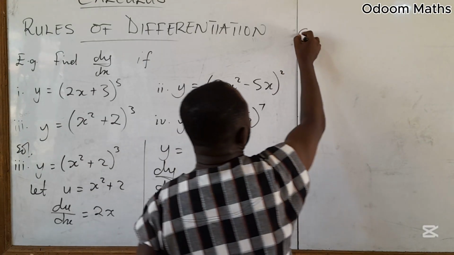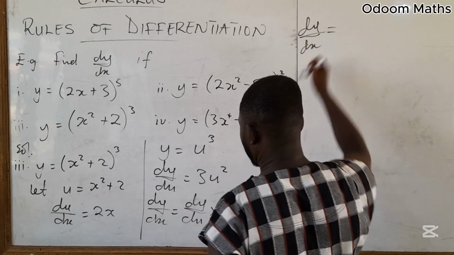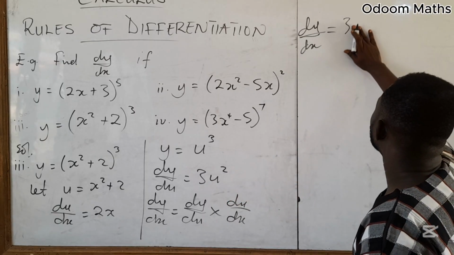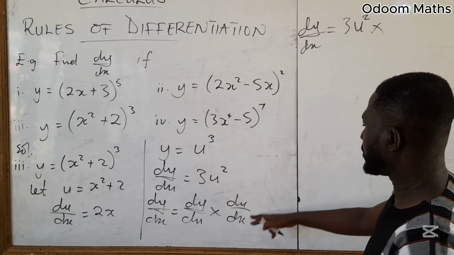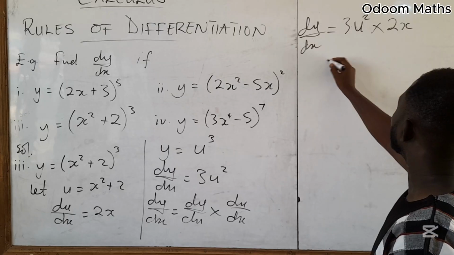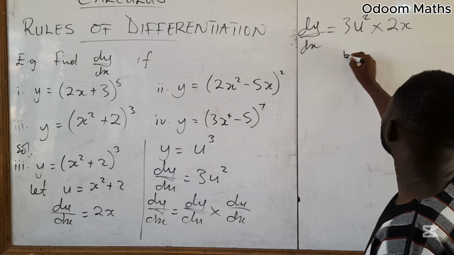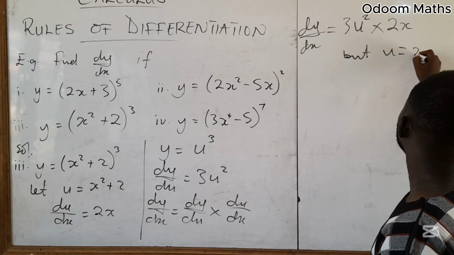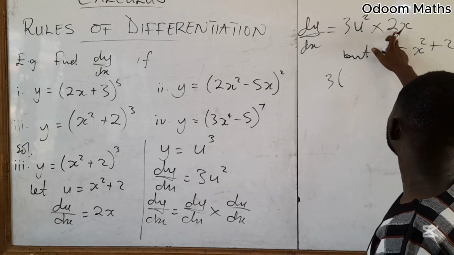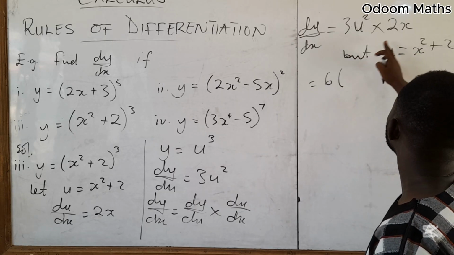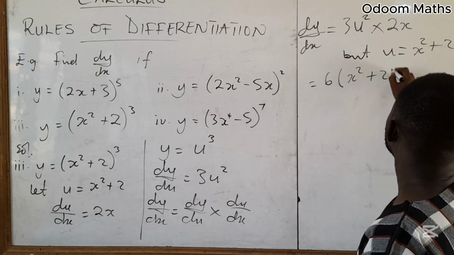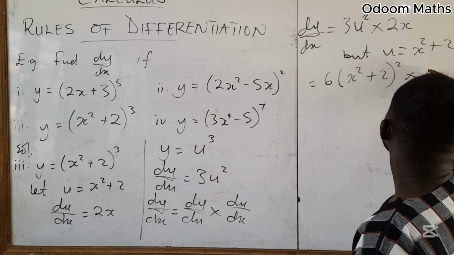Okay, so my dy/du is 3u squared, 3u squared times du/dx, I had 2x. So 2x. But u is equal to x squared plus 2. So 3 into brackets, so let me multiply this, and this becomes 6, then into brackets u, which is x squared plus 2 to the power 2, times x.